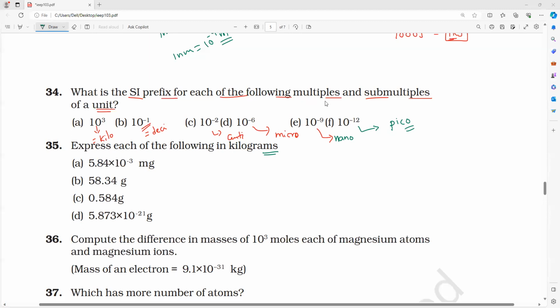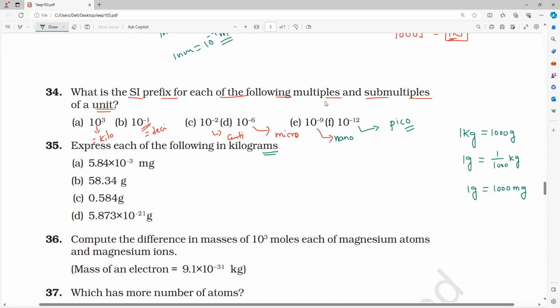Okay? Now the next question is a very realistic and important question. You all should learn that. Before starting that question, I am teaching you. 1 kilogram is equal to how many grams? 1000 grams. Same way, 1 gram is equal to 1 by 1000 kilogram. Next, 1 gram is equal to 1000 milligrams. 1 gram equals to how much?